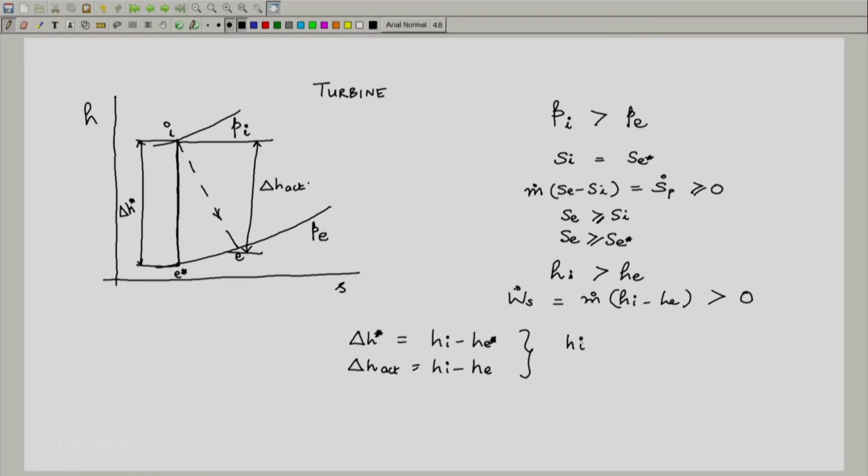So, Hi minus He, which is the actual work output, is less than or equal to Hi minus He star, which implies of course that W dot S, which is the actual work output, is less than or equal to W dot S star. This is related to this, this is related to this. Of course, both the W dots are positive, that is, we are extracting work out of the system. So, let me write both. So, this is what happens for a turbine.